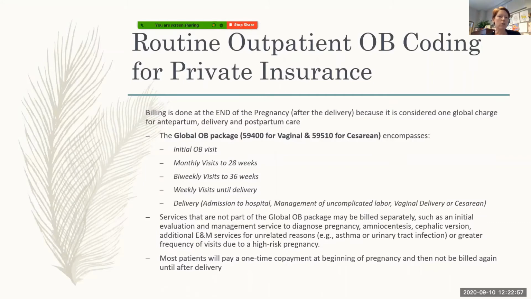And so what we're going to do for our private insurance patients is they're going to get charged a one-time copayment usually at the beginning of the pregnancy, and then they really won't get billed again until after the delivery. If they have questions about that, at least I wanted you guys familiar with how that happens. They won't see any bills coming through, and so sometimes that makes them a bit nervous about how much this is all going to cost. But that's how the global package is billed.